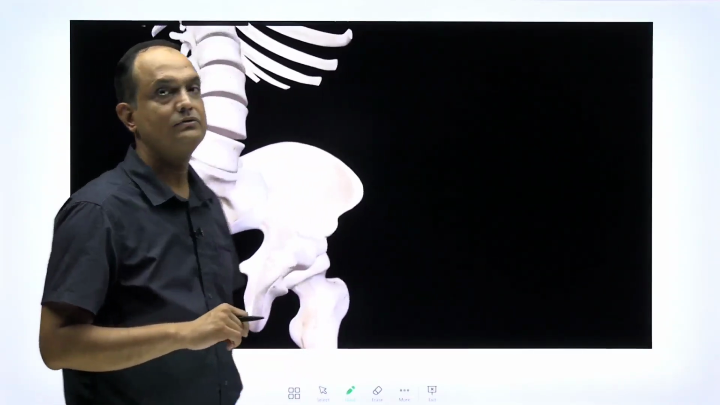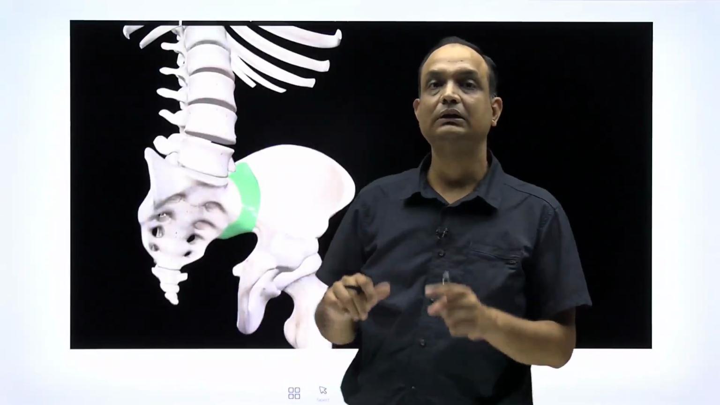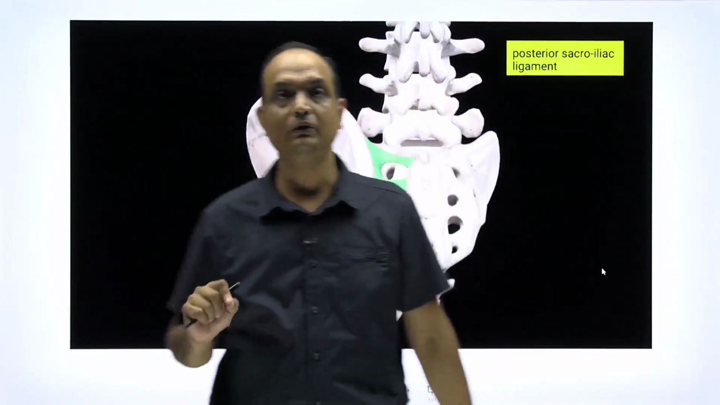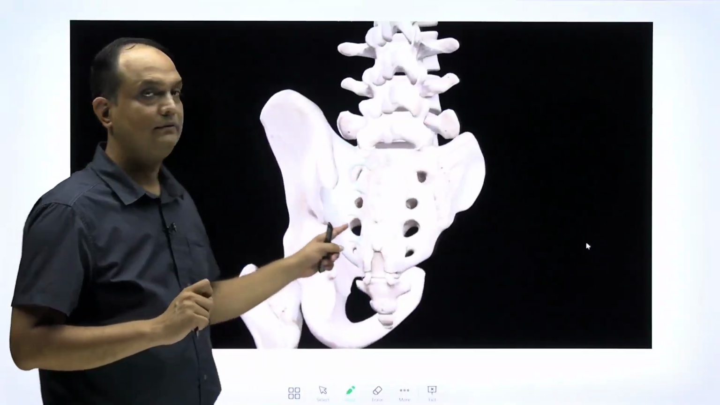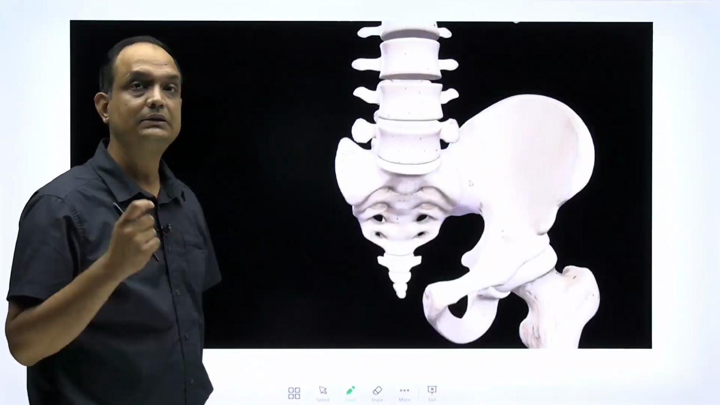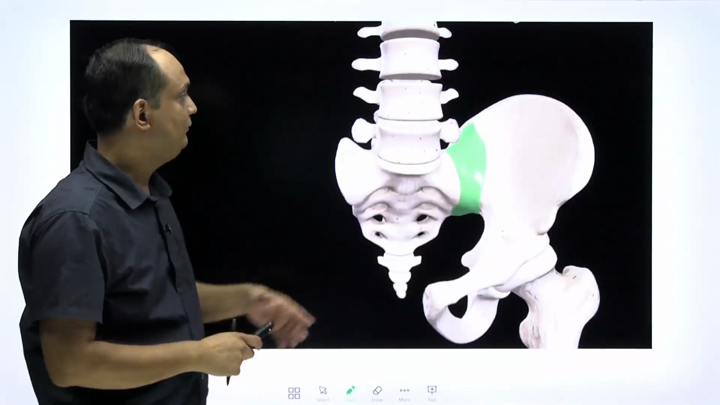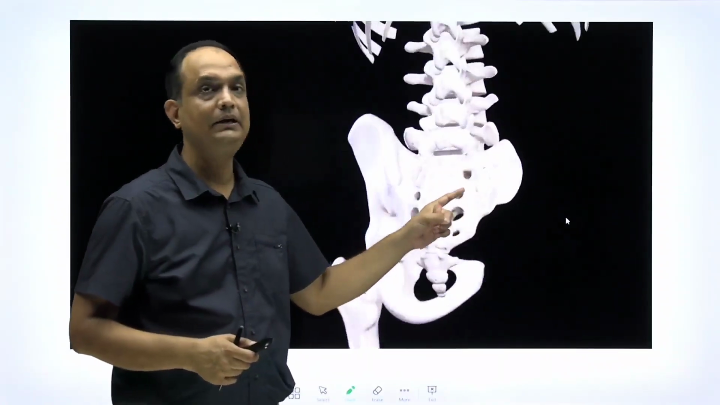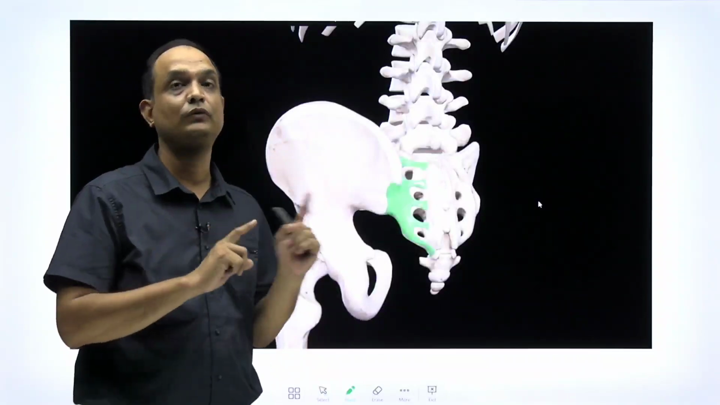But my dear students, you have to understand that the ventral and dorsal sacroiliac ligaments are enclosing the joint completely. They are superficially placed on the joint. Here you can see this green color band is the dorsal sacroiliac ligament. But we are talking about three ligaments, so where is the third? The third ligament is the interosseous sacroiliac ligament. If we remove the anterior ligament and the posterior ligament, you will find that it lies deep to one of them.